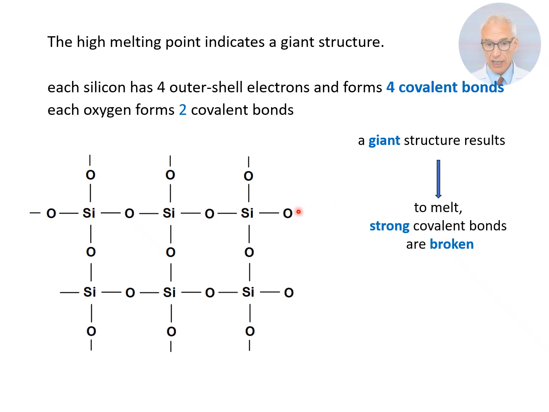To melt, that is to separate these particles from the solid state to form a liquid where they've got some freedom of movement, you're going to have to break the strong covalent bonds between silicon and oxygen. This requires a lot of energy. Therefore, the melting point is high.